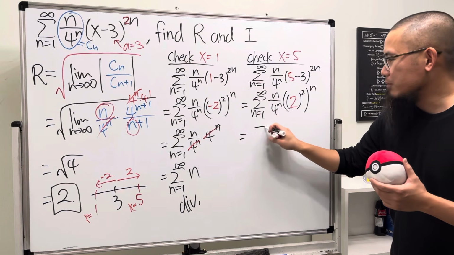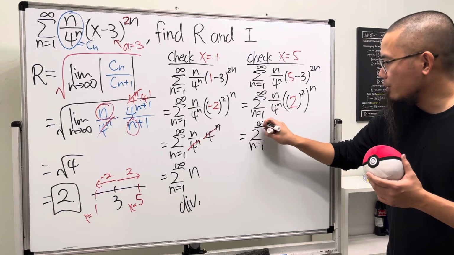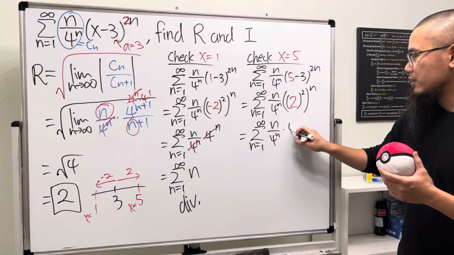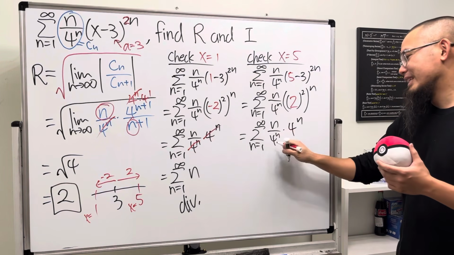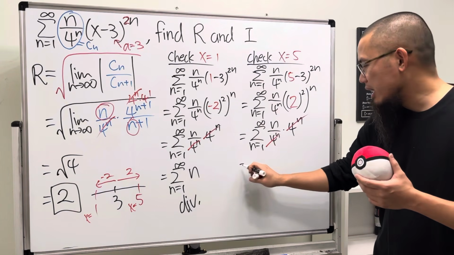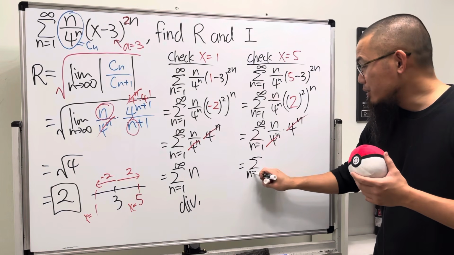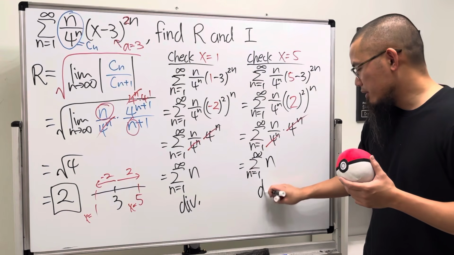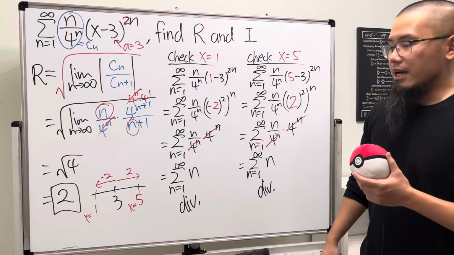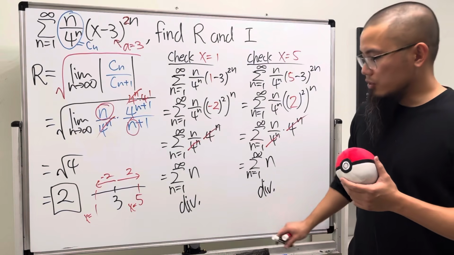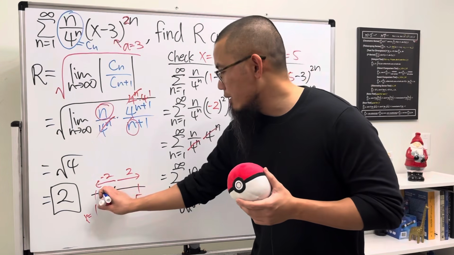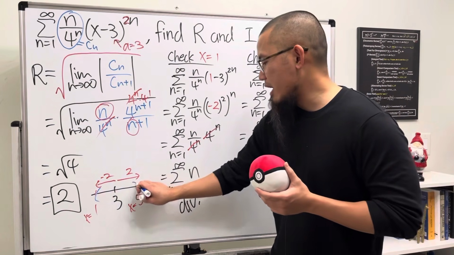And in fact, we have the same situation. N goes from 1 to infinity, n over 4 to the n. And this is just 4 to the n as well. This and that cancel, and we just get the sum of the series, right, of n. And again, this right here diverges. Yeah, again, by the test for divergence. So we will come back here and say, we are not going to include 1. We are not going to include 5.